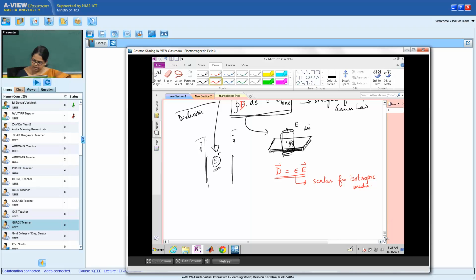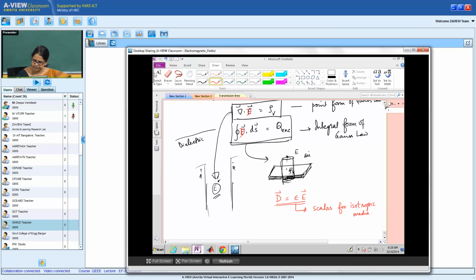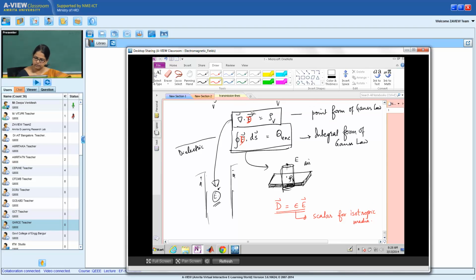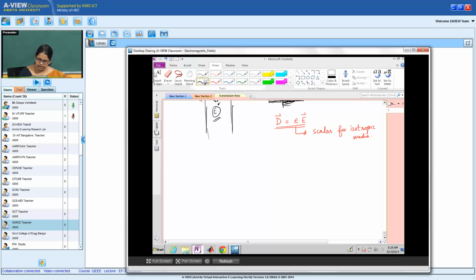So now that we have the correct relation for Gauss law, which is del dot D is rho, and surface integral D dot ds, the flux density, is Q enclosed, we move on to define what electric potential is, the point form and the integral form for the potential.